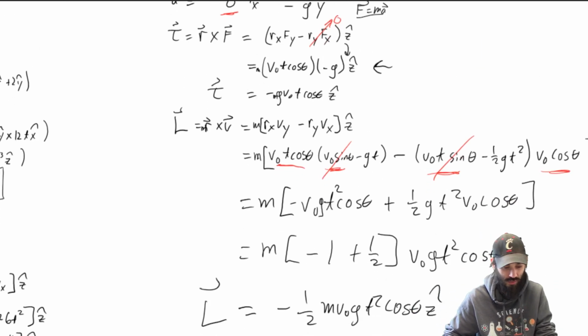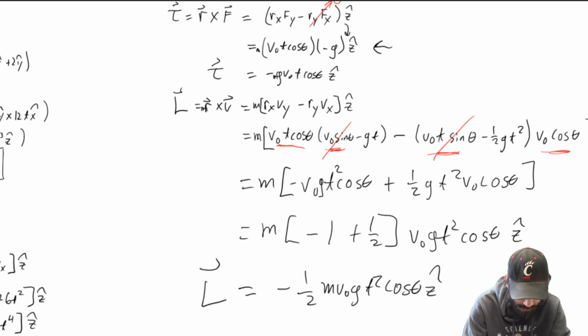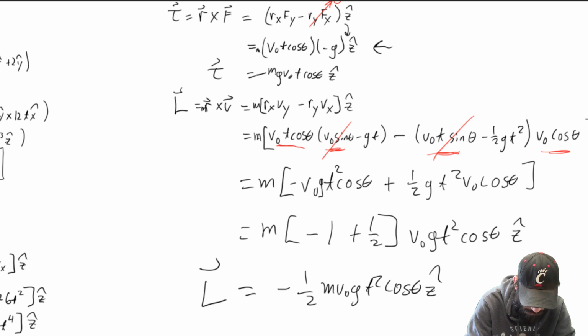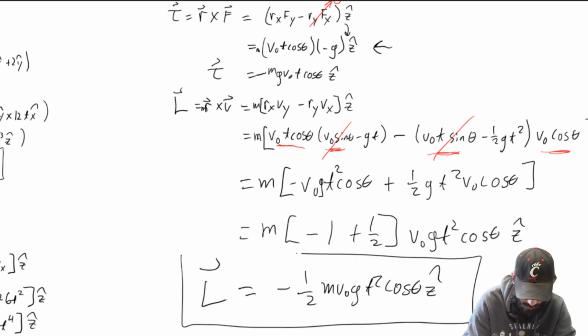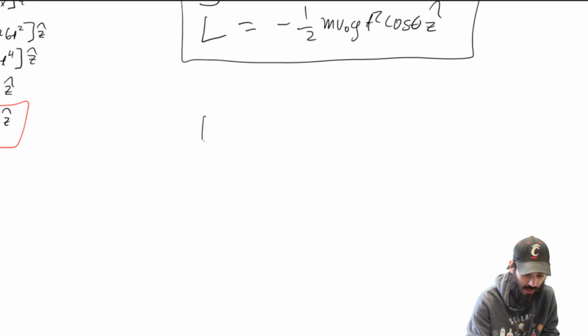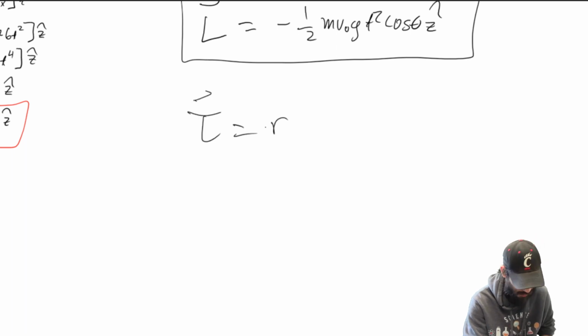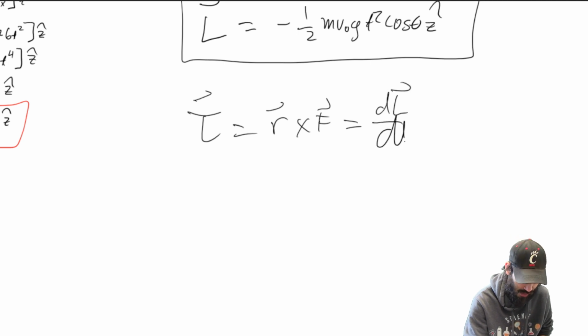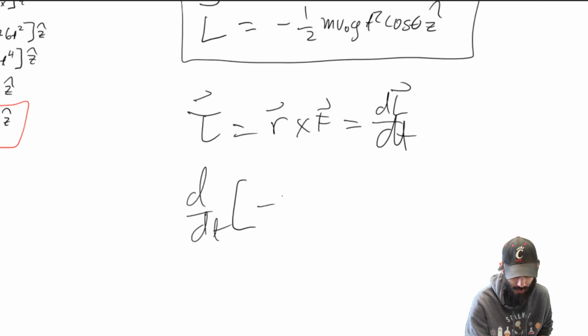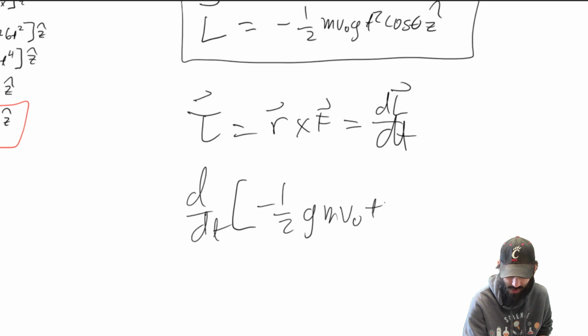The very last thing we want to do is check this the same way that we checked the last one. We took the time derivative of our angular momentum. So let's take a time derivative of this, because we know that the torque, tau, is equal to r cross F, which is the same thing as dL/dt. And so we do dL/dt of minus 1/2 g m v0 t squared cos theta.